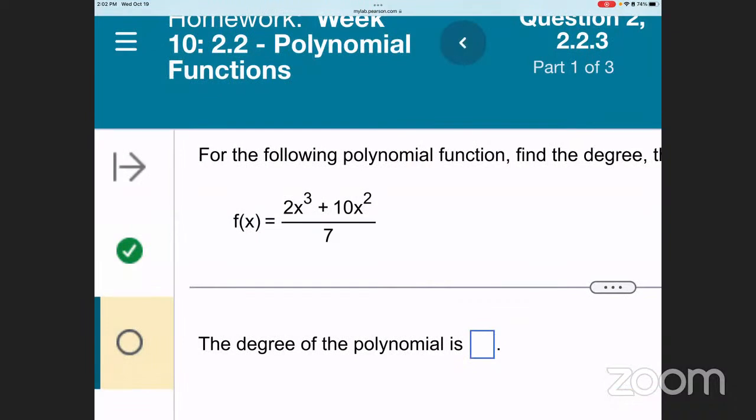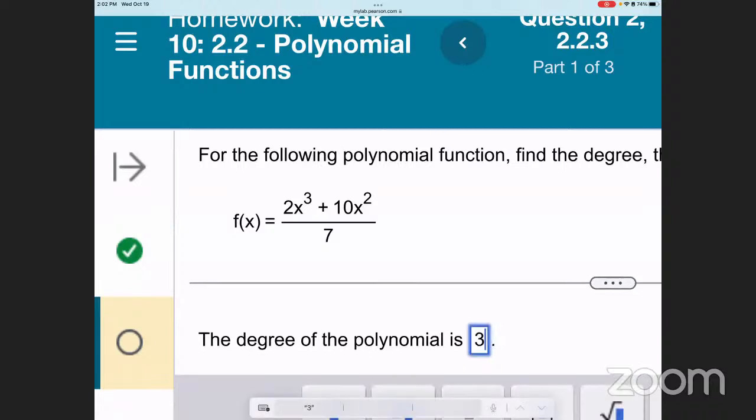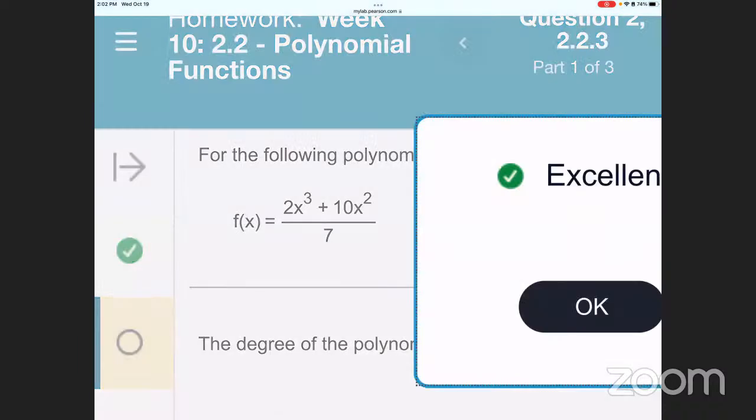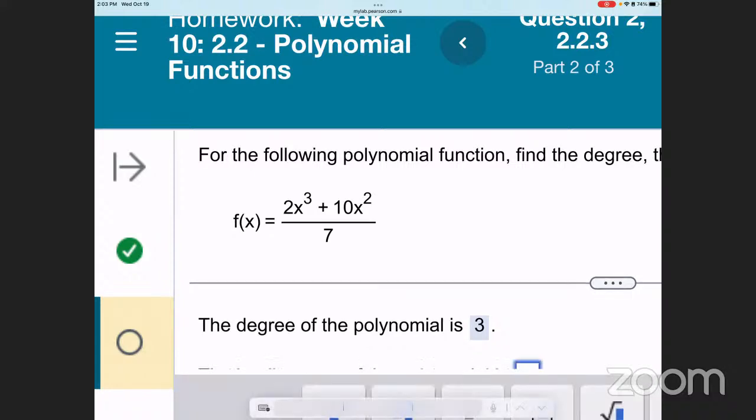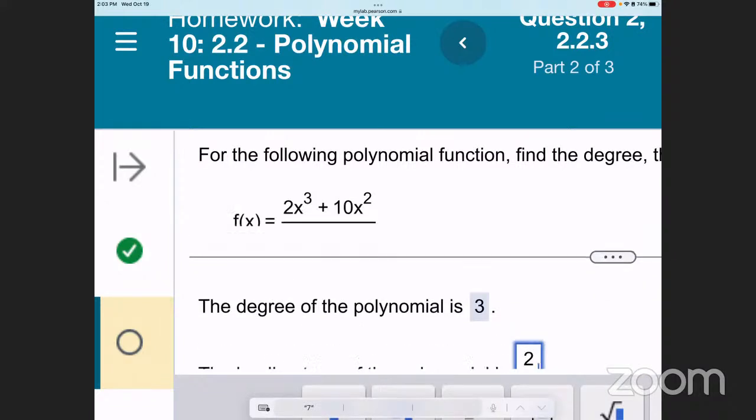The degree is going to be the highest exponent on any variable, which in this case is going to be 3. The leading term is a term that has the highest power. It normally would be 2x cubed, but because we're dividing by that 7, you can distribute that 7 into the top, onto the left and the right. So instead of 2x cubed, it's going to be 2 over 7 x cubed.